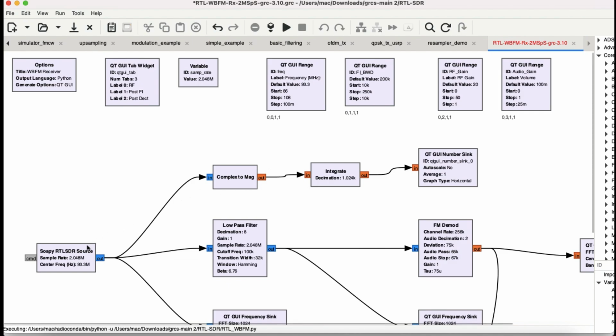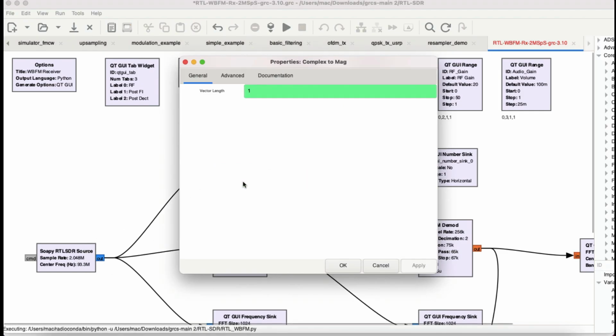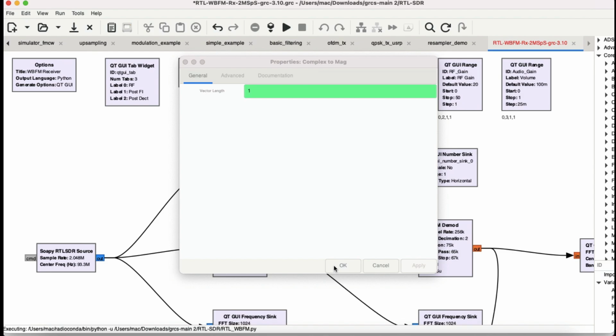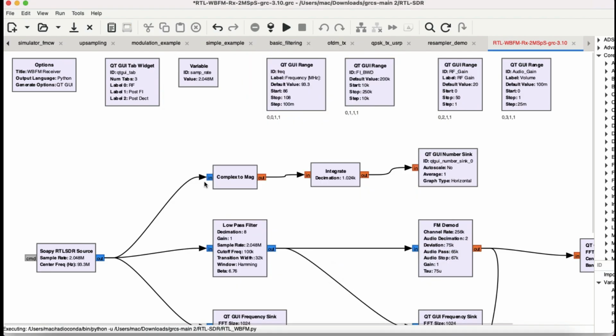And then check this out, it's going into a complex to mag block. If you remember, with the complex to mag block I'm converting this into magnitude, and then I'm integrating it over time. If you integrate something over time, it means you're dealing with power signals. So you're calculating signal strength by taking complex to magnitude and integrating it, and you're displaying it using number sinks. So basically you're displaying a signal strength.